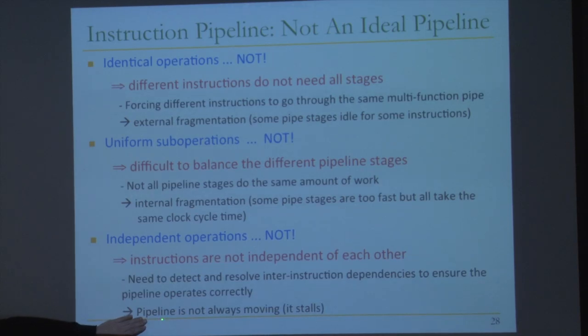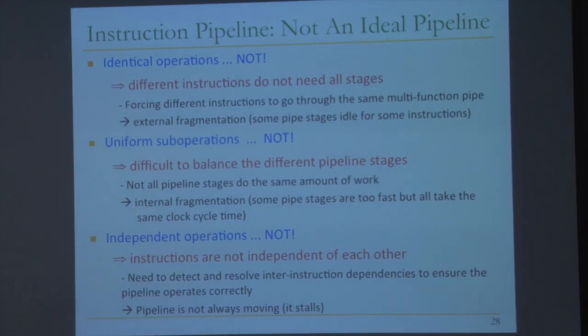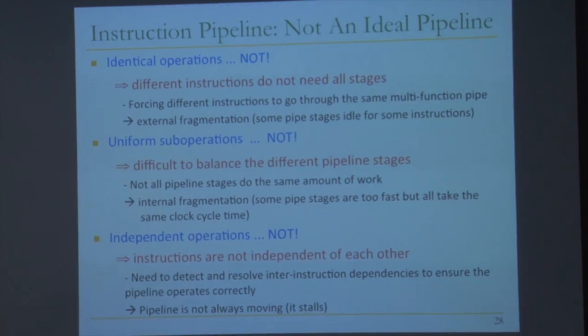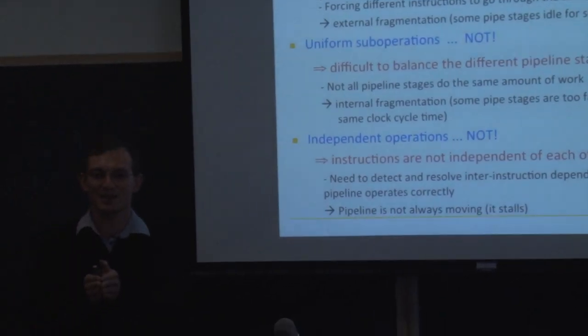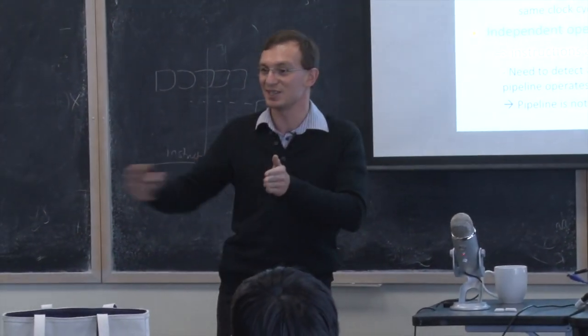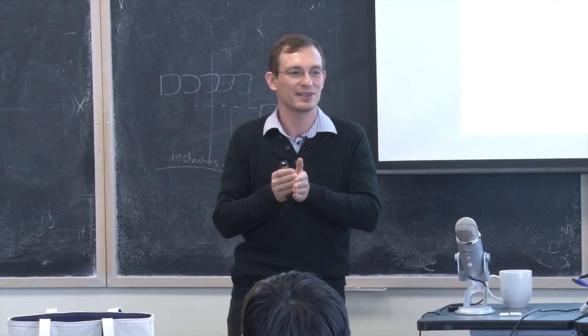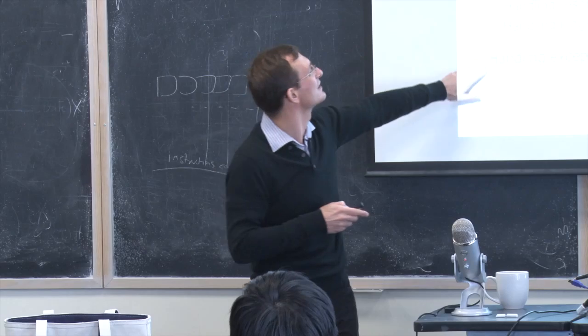And this also means that the pipeline is not always moving, right? If you're waiting for a result, then you need to stall the pipeline. Stalling the pipeline means stopping some stages in the pipeline until the values that are needed for those stages to proceed are ready. OK? So we'll take a look at stalling a lot.